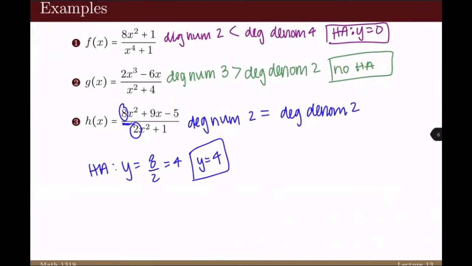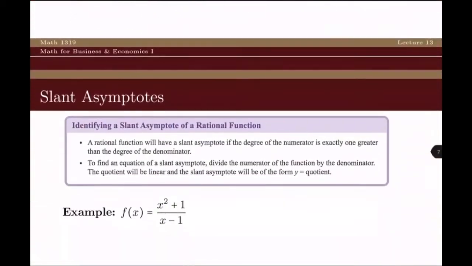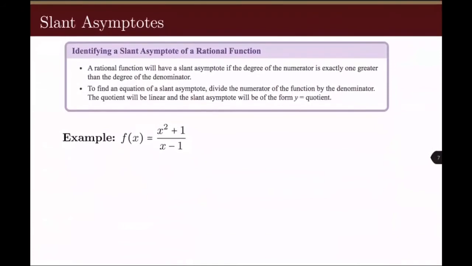Okay, let's keep moving on. Next we're going to learn about slant asymptotes, and slant asymptotes happen when the degree of the numerator is exactly 1 greater than the degree of the denominator. Exactly 1. Very important. To find an equation of a slant asymptote, divide the numerator of the function by the denominator. The quotient will be linear, and the slant asymptote will be in the form y equals quotient.